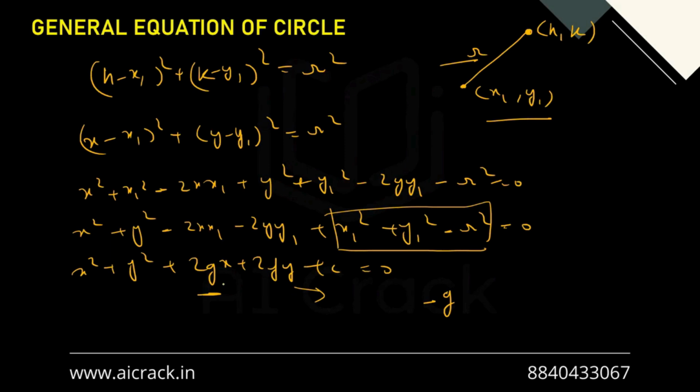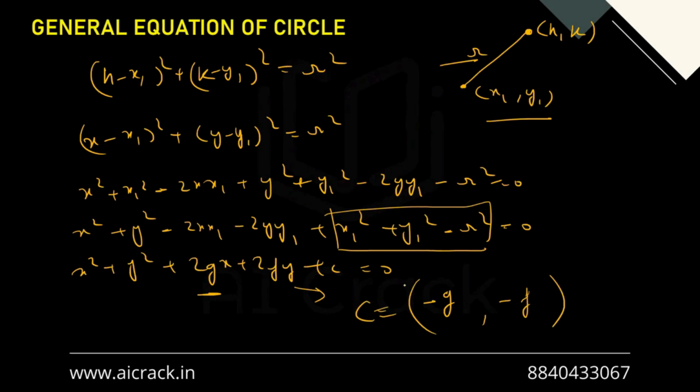Because we have 2g over here, the center would be minus g, right? Similarly, the y coordinate of the center would be minus f. This part is clear because for x1 we got minus 2x1, but now we have removed that sign and replaced it with a plus sign. So that is why we have to incorporate one minus sign to find the center value. So this is our center.